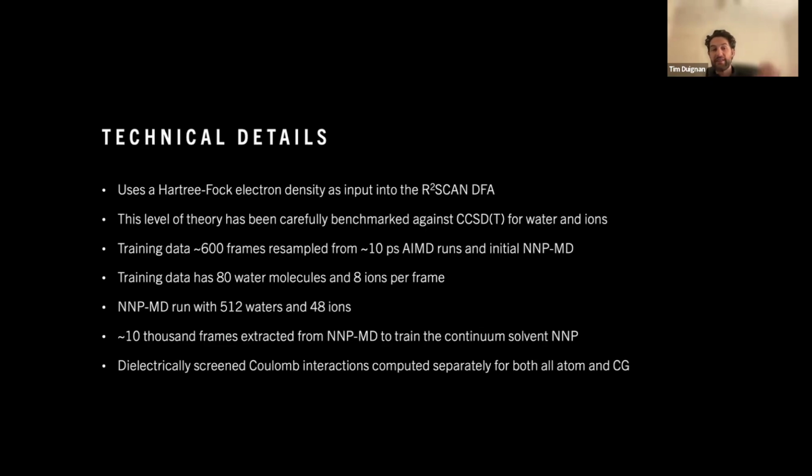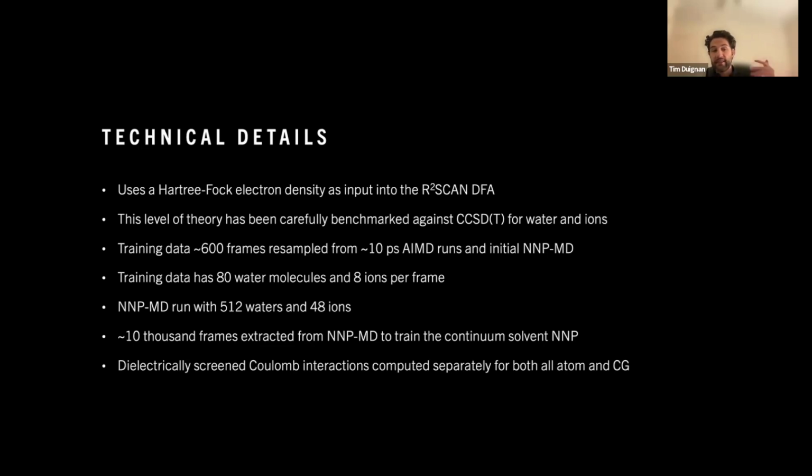The main thing to know is that this particular level of theory has been carefully benchmarked against a thing called CCSD(T) for water and ions. So we know it does a pretty good job for water and ions because people have looked at it for small systems where you can do really high level, gold standard calculations. The CCSD(T) is called the gold standard quantum chemistry method. And we've really carefully benchmarked it against that, showing that it does a good job, which is quite nice.